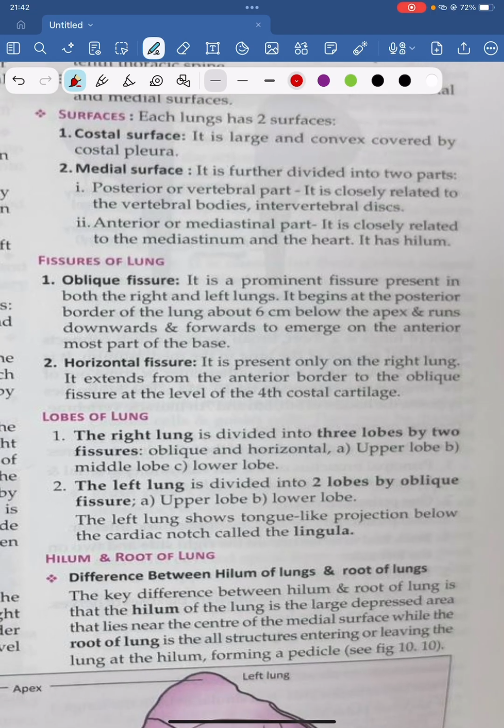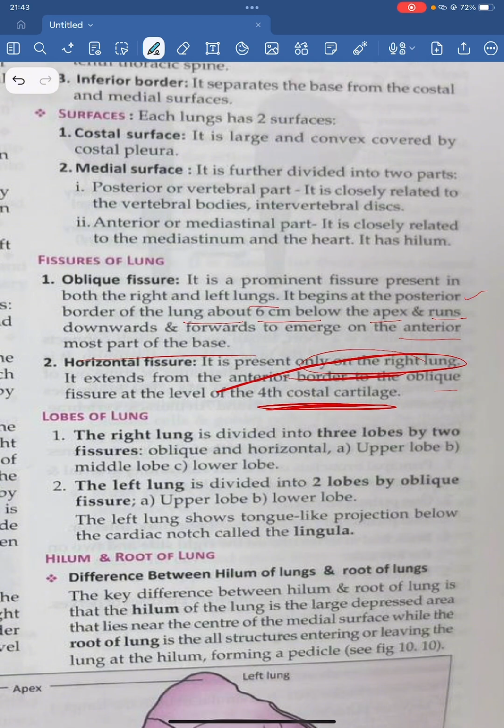The oblique fissure is a prominent fissure present in both the right and left lungs. It begins at the posterior border of the lung, about 6 centimeters below the apex, and runs downwards and forwards to emerge at the anterior most part of the base. Coming to the horizontal fissure, it is present only on the right lung. It extends from the anterior border to the oblique fissure at the level of the fourth costal cartilage.